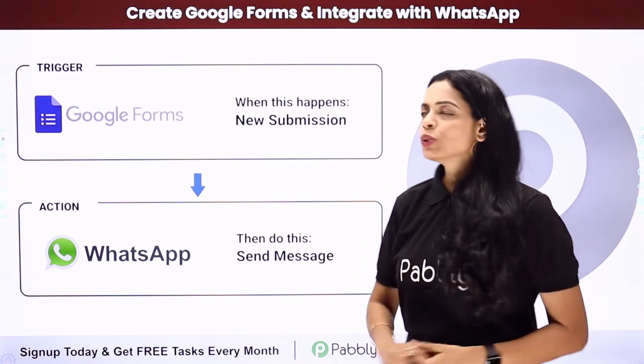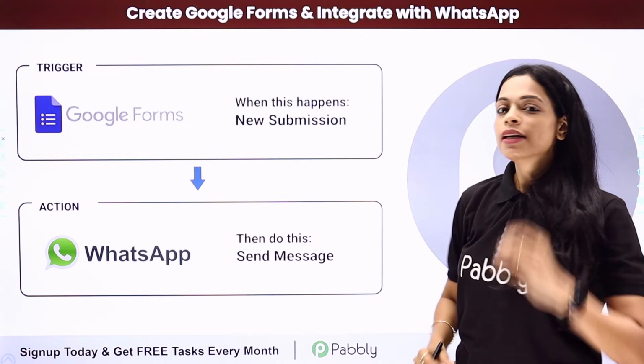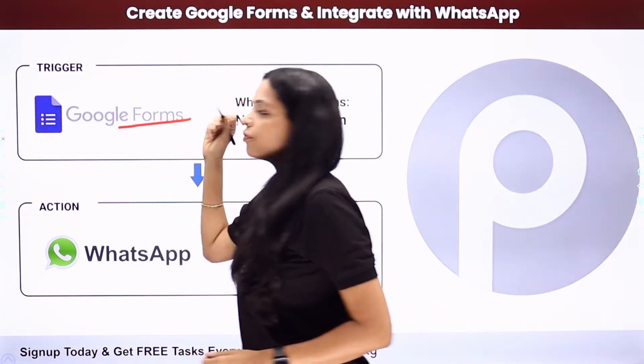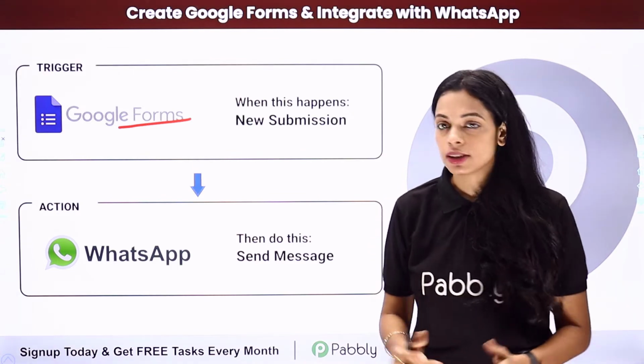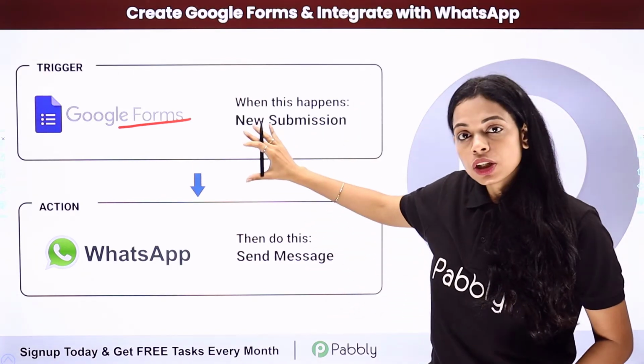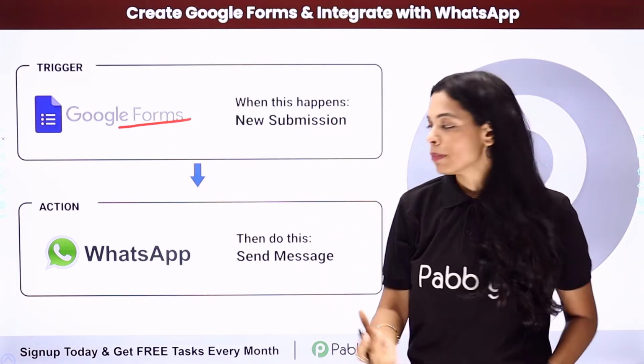In this video, we are going to understand how to create Google Forms and integrate with WhatsApp. So let's say you are using Google Form as a form builder application, and every time there's a new submission, you want the person who has just submitted the form to be sent a WhatsApp message.